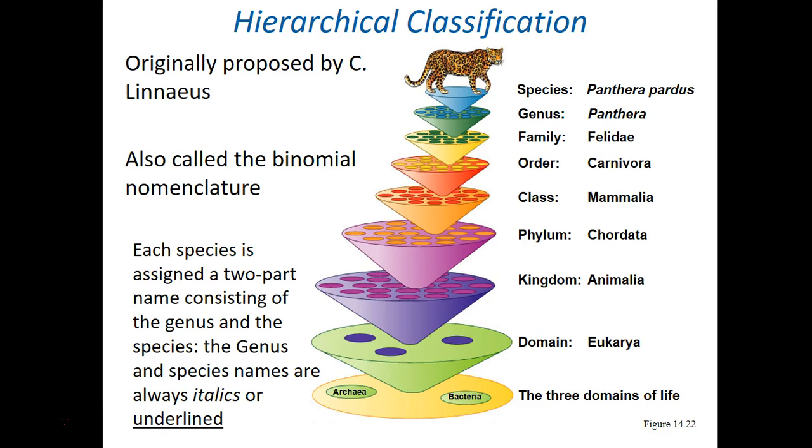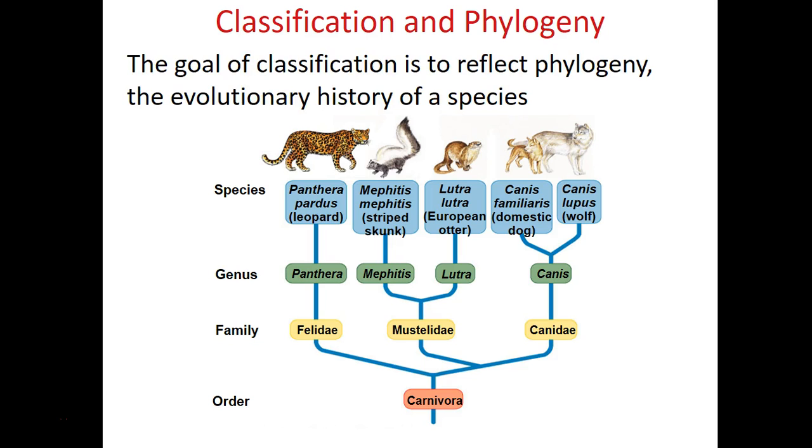So every organism that has been described so far has been given its proper binomial name. And the goal of classification is to reflect both the phylogeny, the evolutionary history of the species, and to provide it with something that we can use to identify it again. So, for example, in the order Carnivora, so these are mammals that eat meat, there are multiple different families. There's the felid family, so these are cats. Mustelids, these are musty-smelling ones. And canids, these are the dogs.